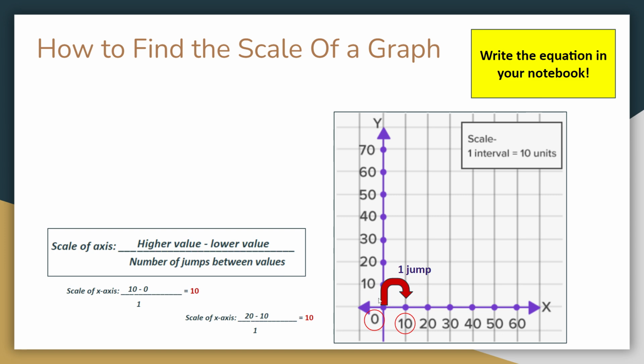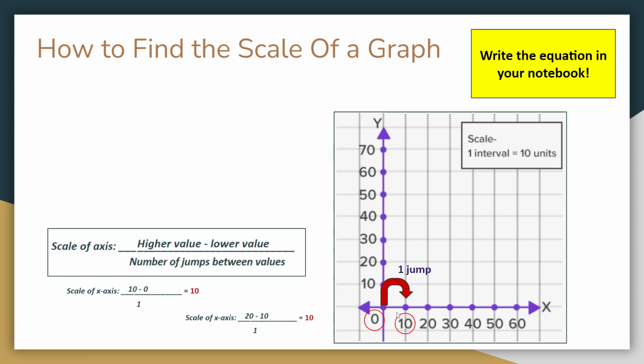Pick any value. Say I want to find the scale, or how much each interval is moving by, on the x axis. Within the x axis, I pick any two numbers. Say I'm picking 0 and 10. So what you're going to do is write down the higher value you picked, in this case 10, minus the lower value you picked, in this case 0. And then you divide it by the number of jumps between those values.